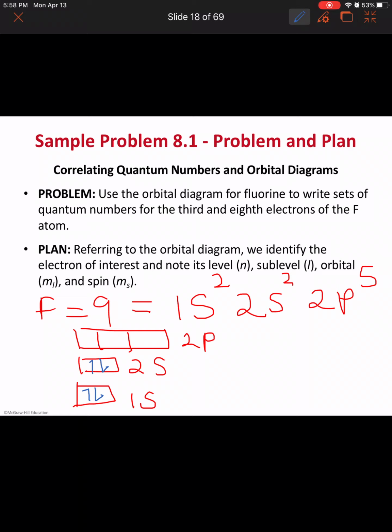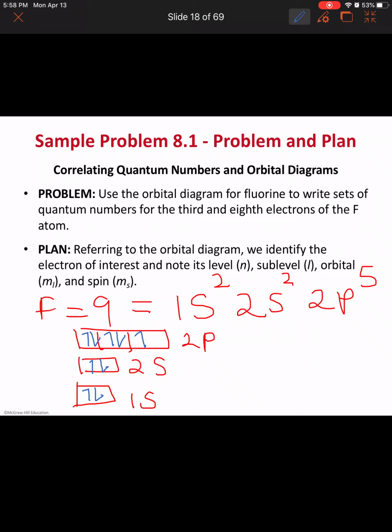And then you're going to go to the p orbitals. Remember, we have to use Hund's rule, which is if you are filling electrons in the same energy level, you have to first singly occupy each orbital. So we already did 4, we have 5 more to go. So then 1, 2, 3, 4, 5, 6, 7, 8, 9.